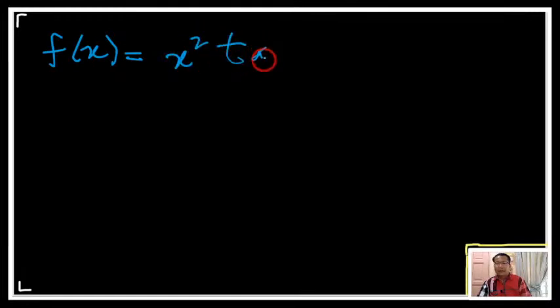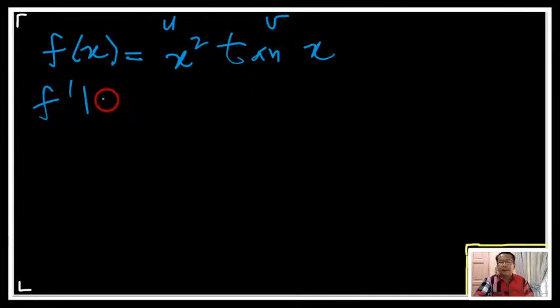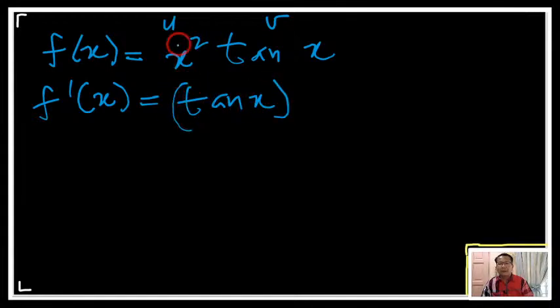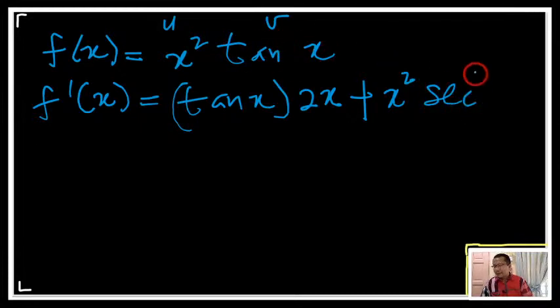We also have to find the derivative for trigonometric functions. So let's say you have f(x) equal to x squared tangent x. So one u, one v. So f prime x, the formula is v u prime plus u v prime. So v is tangent x first. Differentiate this, the derivative is 2x, plus copy x squared, u. The derivative of tangent x is secant squared x. Finish. Very easy.